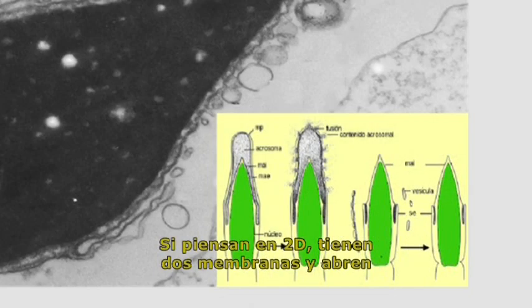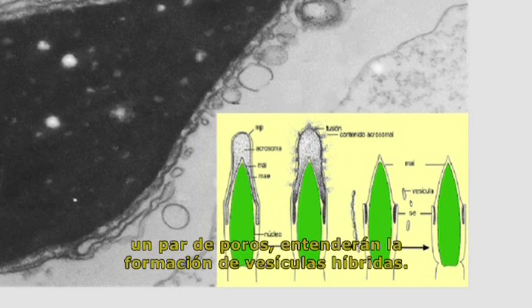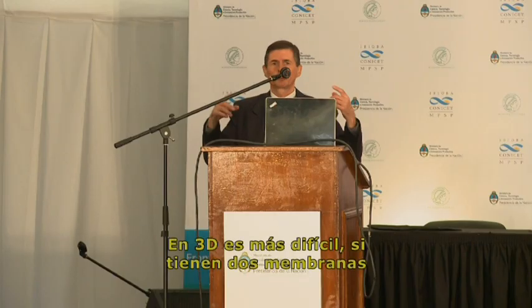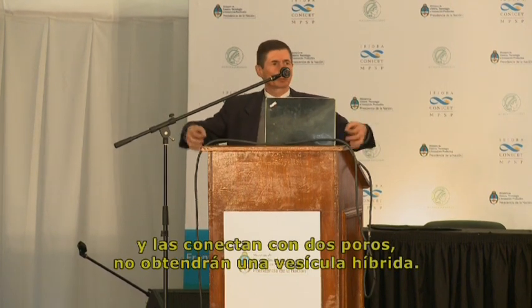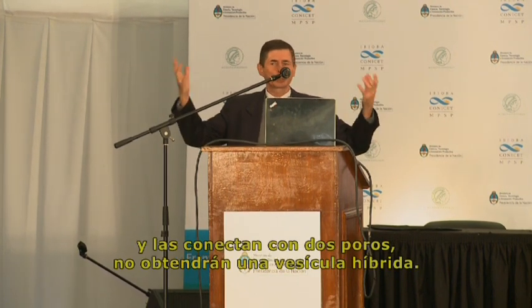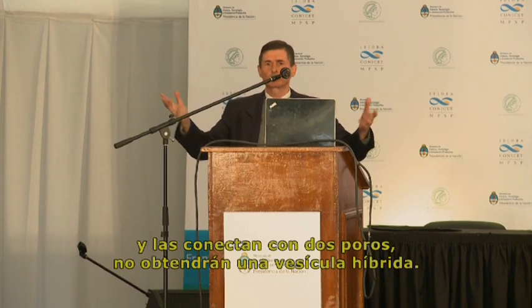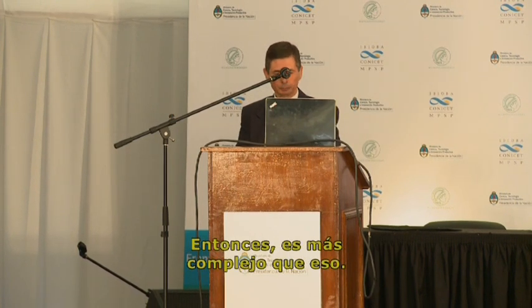If you think in two dimensions, and if you have two membranes and you open a couple of pores, you can think of the formation of hybrid vesicles. In 3D, it's more difficult. If you have two membranes and you connect with two pores, that will not produce a hybrid vesicle. So it's more complex than that.